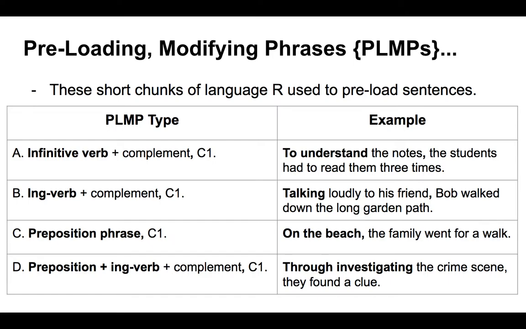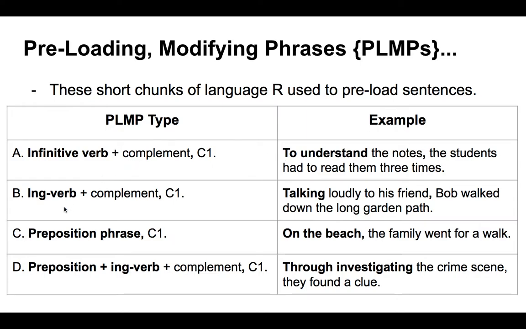Type A is an infinitive verb plus the complement, and then comma and straight into clause 1. So the example: to understand the notes. To understand is the infinitive. The notes is that complement piece that is mentioned over here in the formula. Then you'll notice there's a comma, and then we move right into the main sentence. The students had to read them 3 times. So to understand the notes preloads and tells us more about the students and what their experience was in learning from the notes they read.